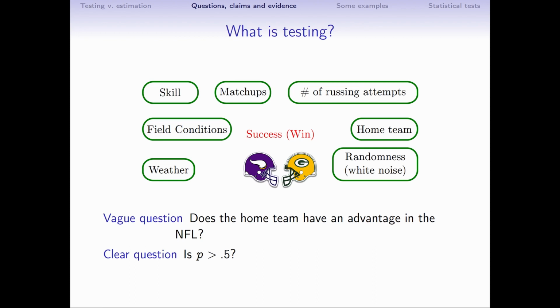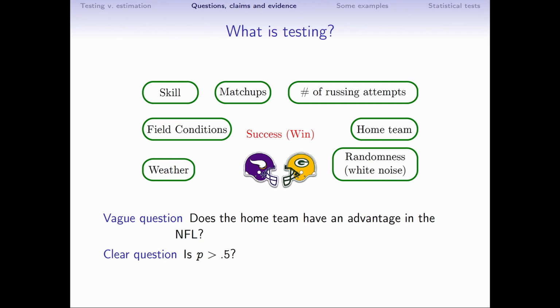Now we can rephrase this question as, is P greater than 0.5? Now, if the answer to this question is yes, then we can say that being the home team has an effect on winning games. Now, we will never be able to answer a question like this with absolute certainty, but we can look at the evidence and judge whether or not we should favor this conclusion.